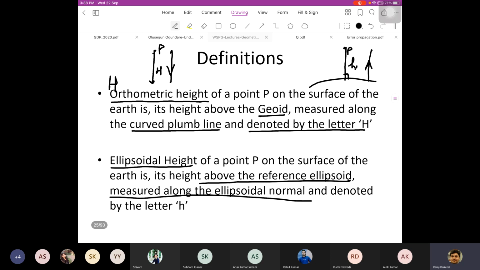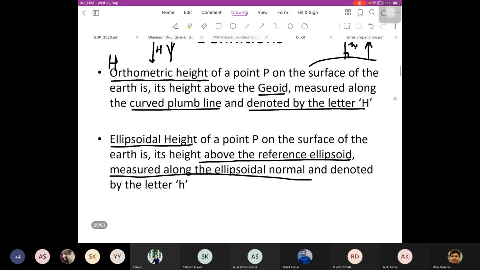Because there is only one thing which you need to remember. If you drop a perpendicular, and if you have any mechanism where you can think of this as a perpendicular, it would go and meet the geoidal surface, the geoid rather than the ellipsoid. But from the ellipsoid, you have to come perpendicular to its surface to meet that point. So these are the two definitions, capital H and small h.